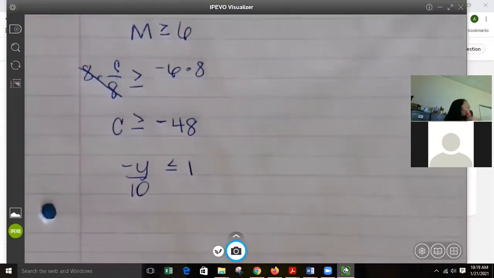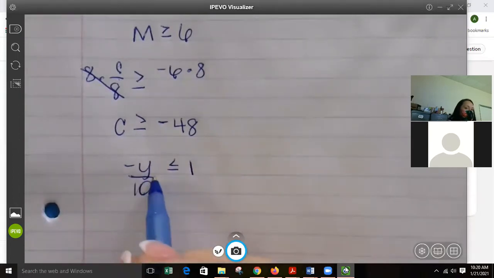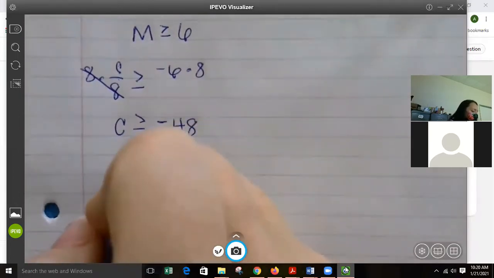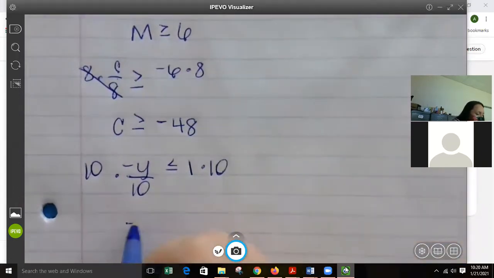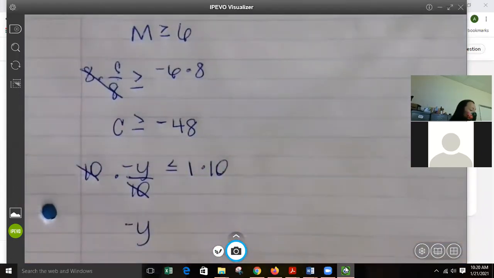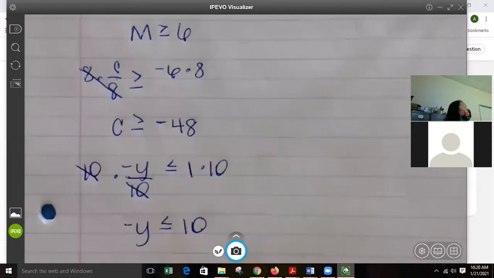All right, so most of you take this problem in 2 steps since the negative is with the y. Now you can move it with a 10 if you'd like, but a lot of you take 2 steps. So I'm going to go ahead and do 2 steps with you, okay? So we have a -y divide 10. So we need to get rid of the 10. So we do just like the last one and multiply. The 10s cancel out and you're left with -y less than or equal to 1 times 10 is 10.